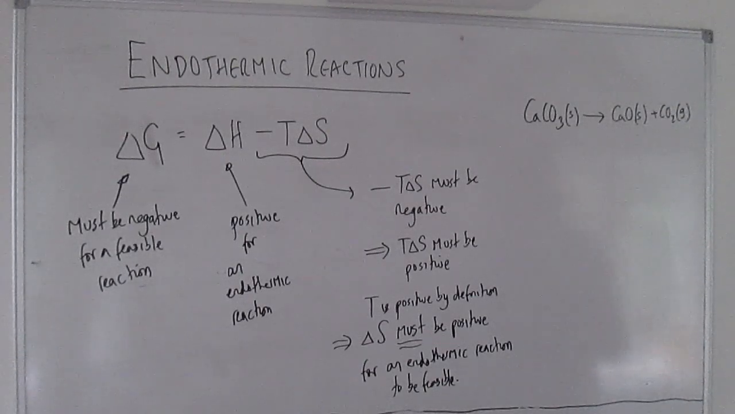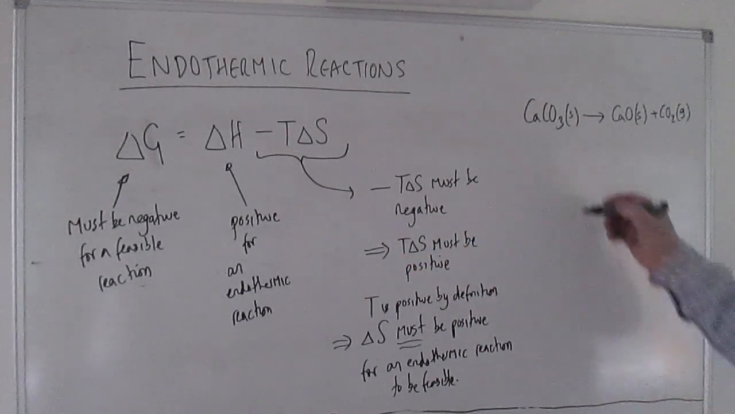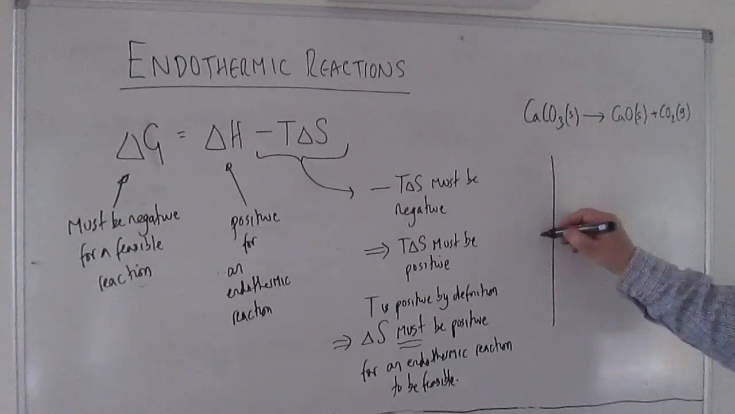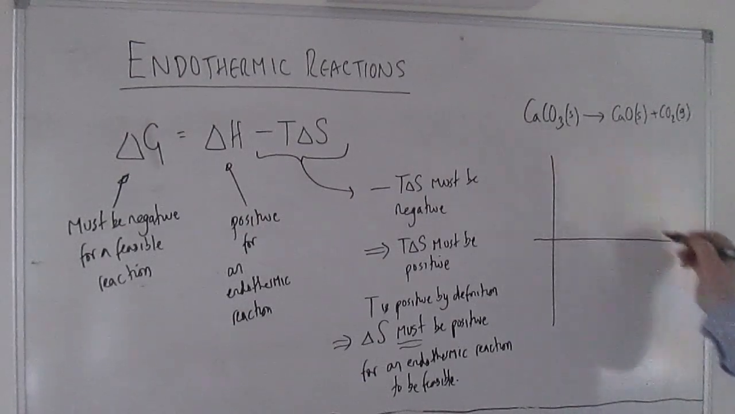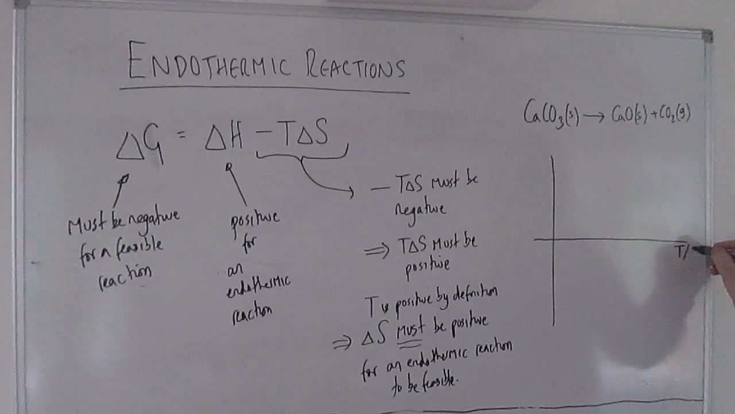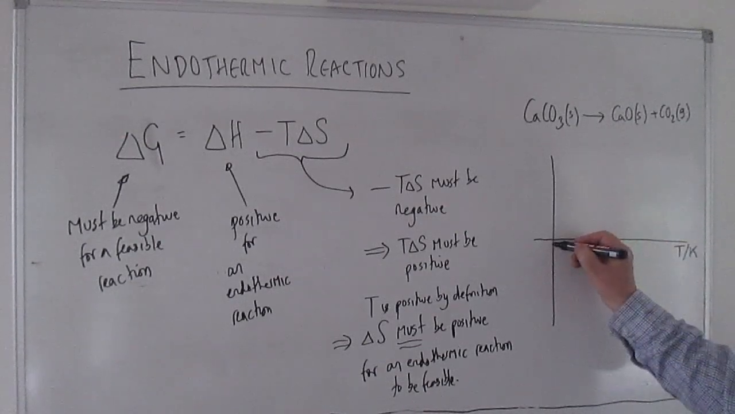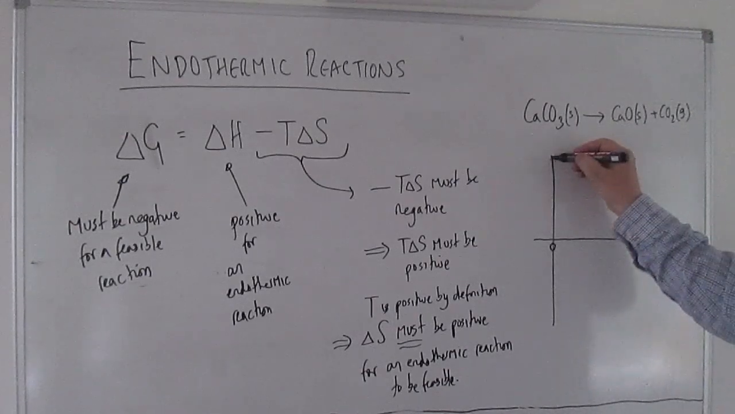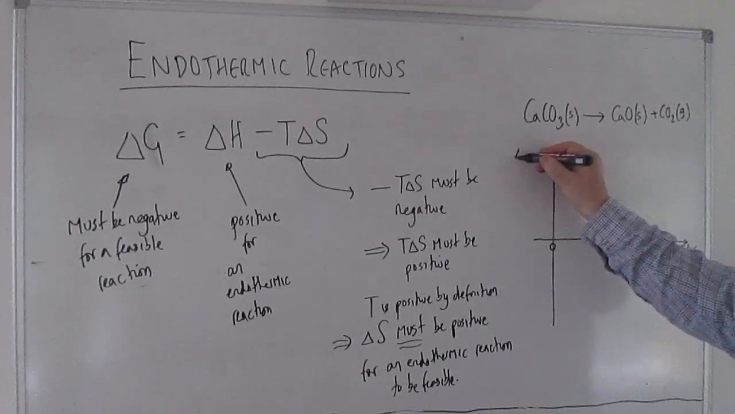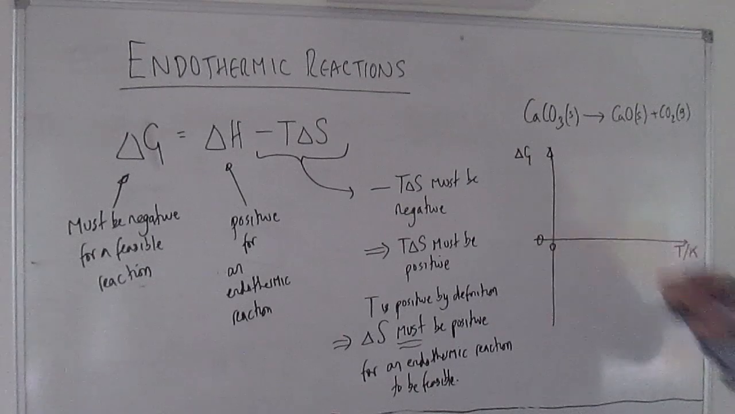What we can also do is think about what the effect of changing temperature will be on the feasibility of an endothermic reaction. A very important type of graph which you need to be able to think about and deal with goes like this. We have the temperature in Kelvin, the absolute temperature along there, starting at 0 and going up, and then we put delta G on here again with 0 in the middle.